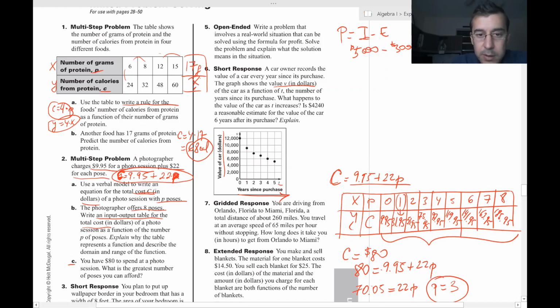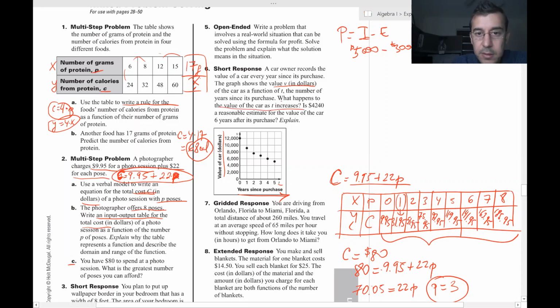So for 0, it's $12,000, and then 11,000 for 1. For T2, you have probably 9,000. Then as T increases, this goes down, right? It's 7,000 something. This is 7,000, 6,000, 5,000. So as the T increases, the value of the car decreases.